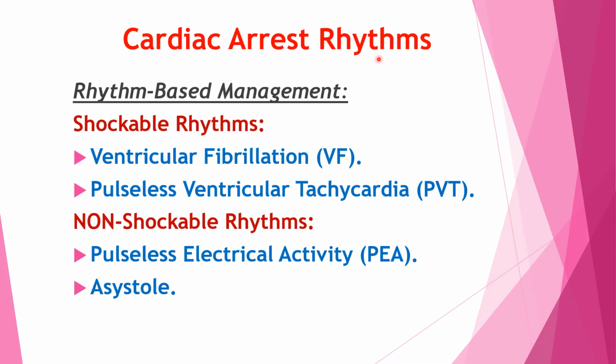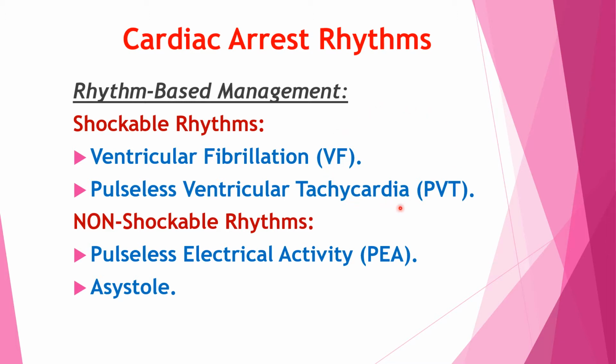Cardiac arrest rhythms. We'll divide them into groups: shockable rhythms and non-shockable rhythms. Shockable means that if the patient has these rhythms, he needs a DC shock. But if there is this rhythm, there is no need to give the patient a DC shock, no benefit from the DC shock. So, shockable rhythms are either ventricular fibrillation or pulseless ventricular tachycardia.